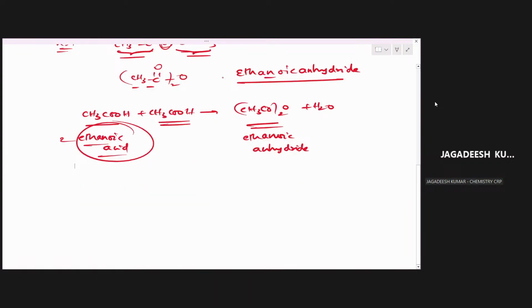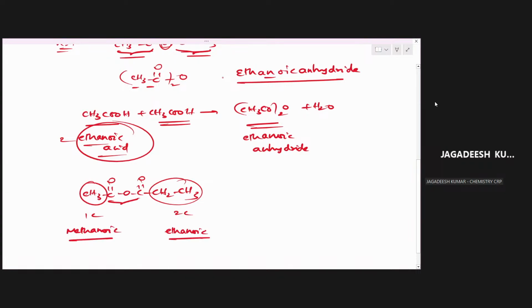Now, if you take different alkyl groups, then you can take different ones on both sides. For example, I'm taking CH3CO on one side, and on the other side CO. This part is common, but the alkyl groups are different. Here the alkyl group contains 1 carbon, and here the alkyl group contains 2 carbons. So this is ethanoic, and 1 carbon means methanoic. But which one do we write first in the IUPAC name? First you have to follow the alphabetical order. E is first, later M. So first of all, you have to write ethanoic. Here you have to mention both.